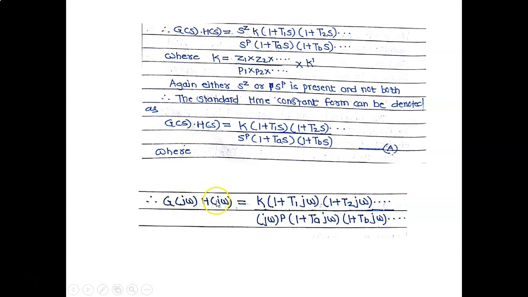Therefore, G(jω) H(jω) is equal to K into bracket 1 plus T1 jω into 1 plus T2 jω divided by (jω) raised to p into 1 plus Ta jω into 1 plus Tb jω.